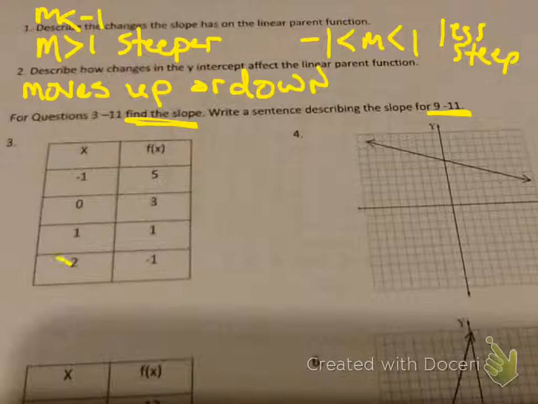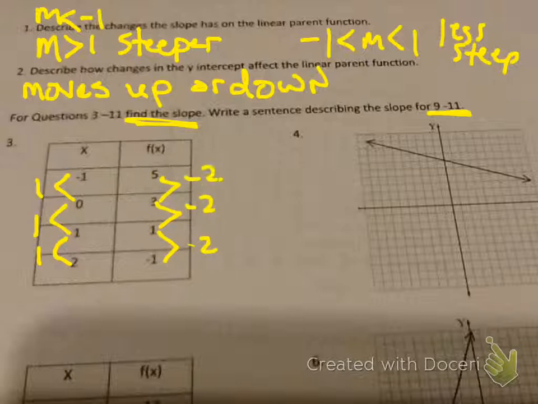But here I'm subtracting. 2 minus 1 is 1. 1 minus 0 is 1. 0 minus -1 is 1. -1 minus 1 is -2. 1 minus 3 is -2. 3 minus 5 is -2. So the slope of this is -2 over 1.